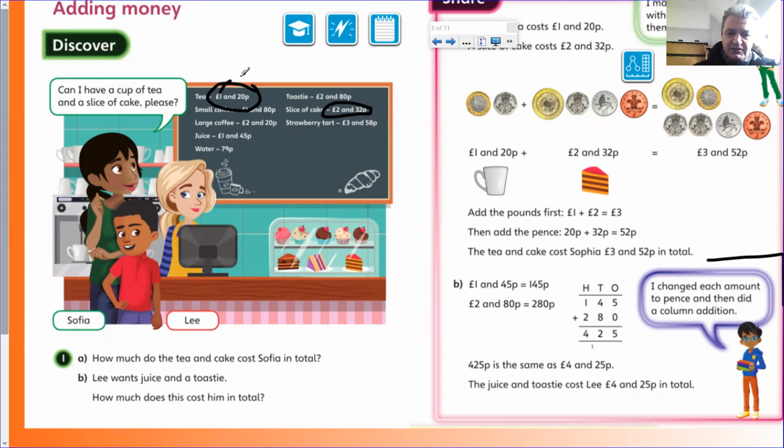I would probably add the pounds at first. £2 and £1 is £3, and then I'd add my pennies up. 32 in my head, add 2 lots of 10 would give me 52. It's a bit like here.